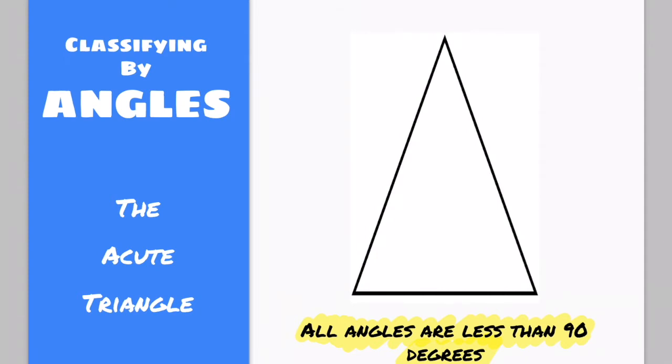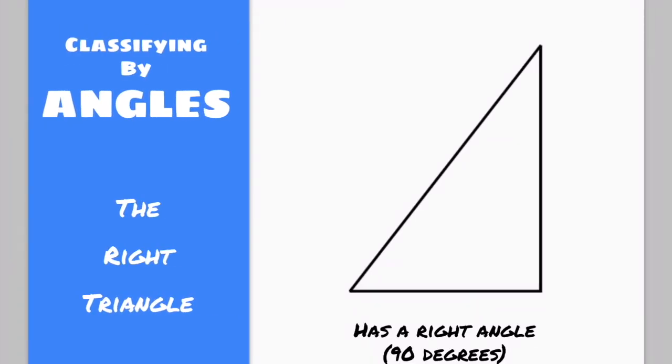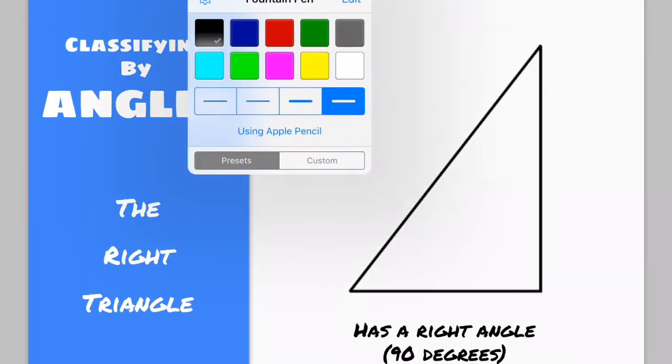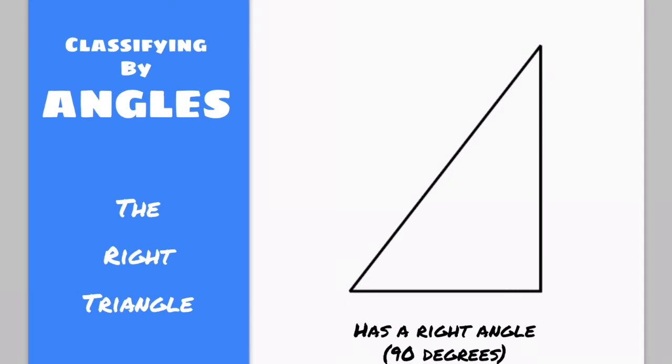But if we look at it by angles, then we would see that all the angles are less than 90 degrees, and this is one example. The second type, when we look at it by angles, is the right triangle. In a right triangle, we see a 90-degree angle right here. There's one 90-degree angle in this. That's the definition of a right triangle.